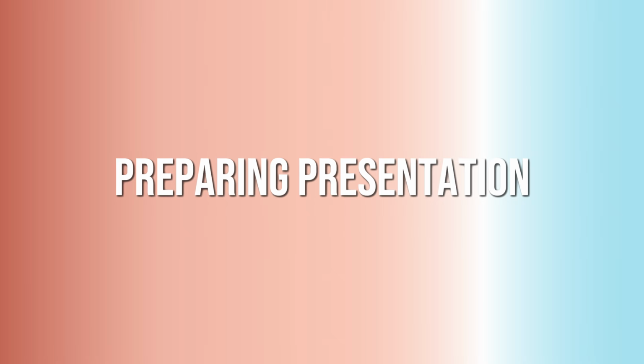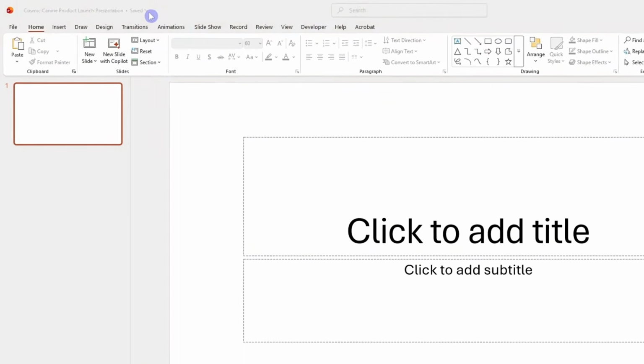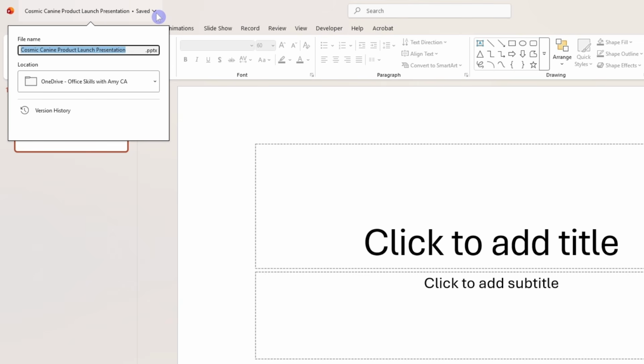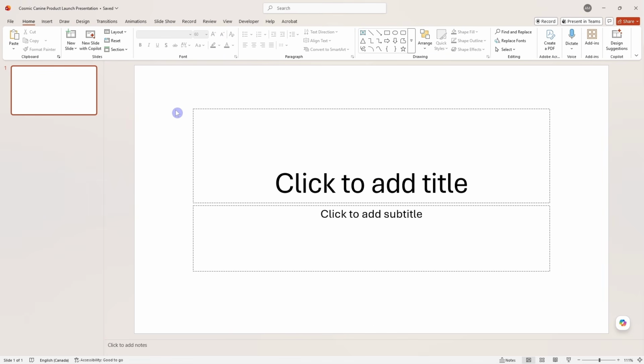There are 2 things that we need to do to prepare our presentation. The first one is we need to ensure that our document is being saved to the cloud. So it's either going to be stored in OneDrive or SharePoint. Number 2 is branding, because when we create a presentation, we want to ensure that it aligns with our organization's brand. There are a couple of ways that we can approach this.